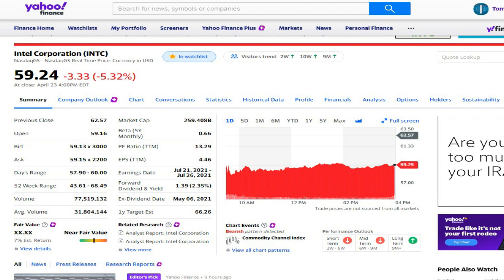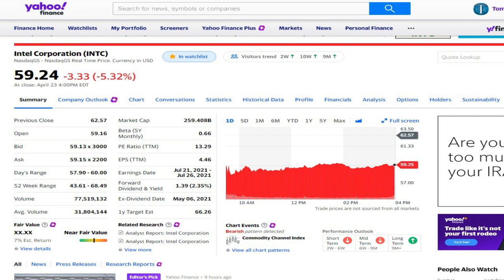Now we see the column on the left, the first column, two-thirds of the way down, 52-week range. The low was $43.61, and the high was $68.49, and it's sort of right in the middle there right now at $59.24. Going down a little further on that column, the average volume is 31,804,000 shares, and above that we see the volume for that day, Friday, 77 million, so it more than doubled what it does on an average day.